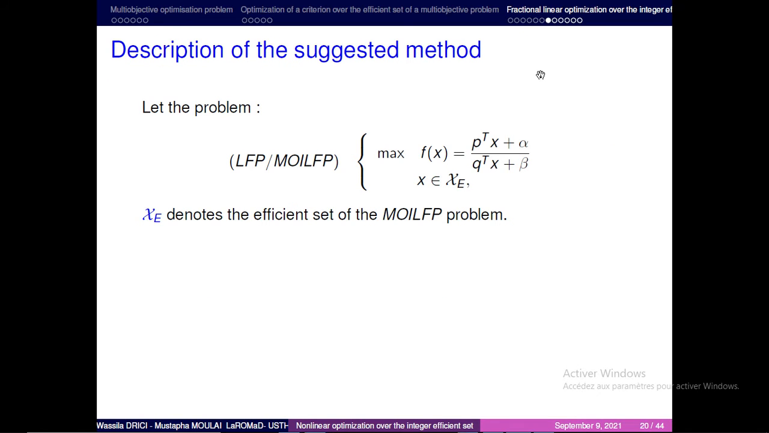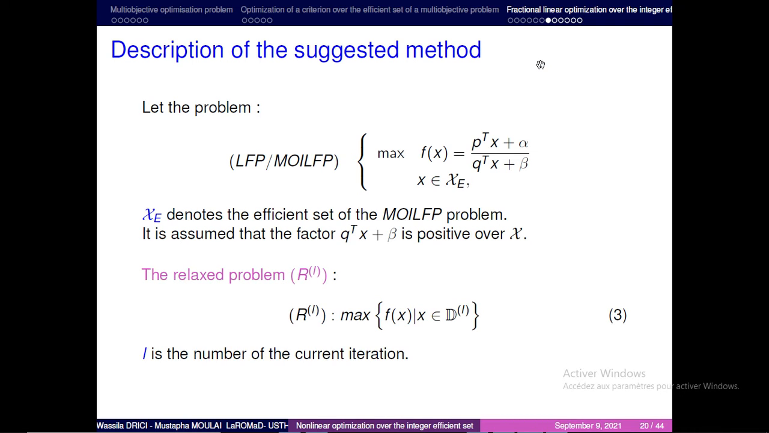Now we present a method to solve the problem. This method is iterative, where in each iteration the feasible domain is reduced and allows to find the optimal solution without explicitly enumerating all efficient solutions of the problem. Let the LFP over efficient set of the MOILFP problem.